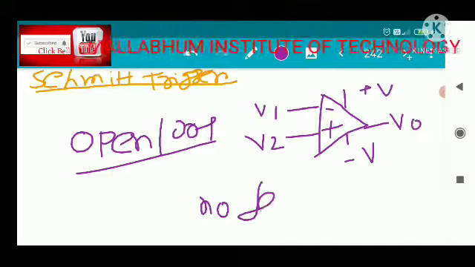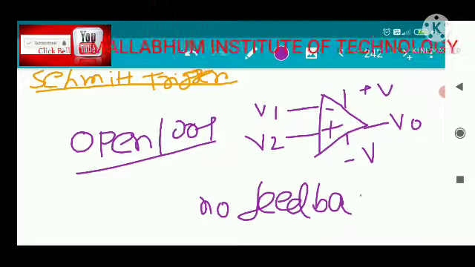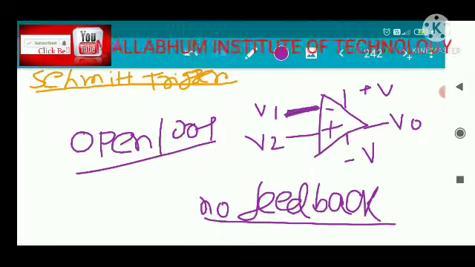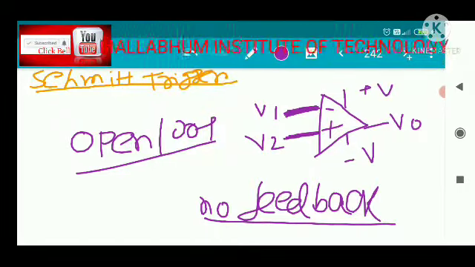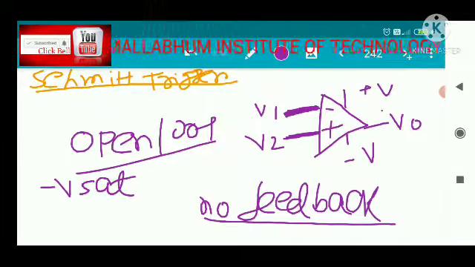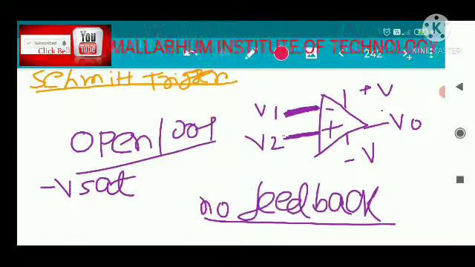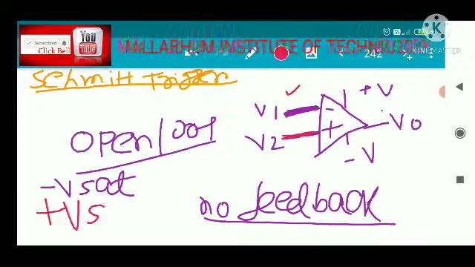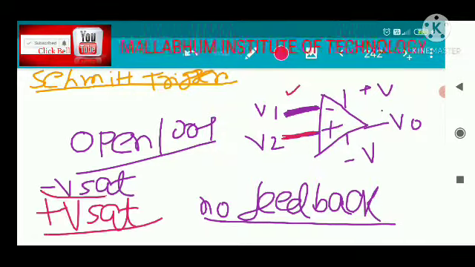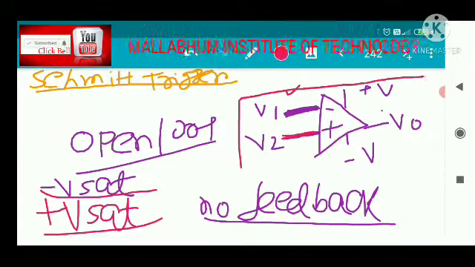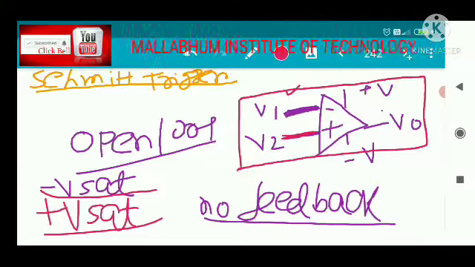Here there is no feedback. If no feedback is given to the circuit, then what we expect is that if the inverting terminal voltage is higher than the non-inverting terminal voltage, the output will go to minus V saturation. And if the non-inverting terminal voltage is higher, the output goes to plus V saturation. That means the output will switch between plus V sat and minus V sat. In this configuration, the operational amplifier no longer acts as an amplifier. This is the case we have discussed previously.